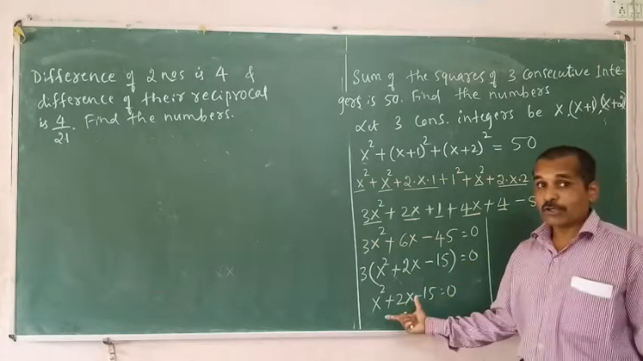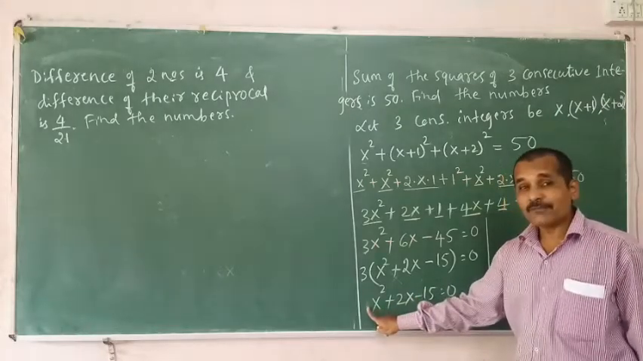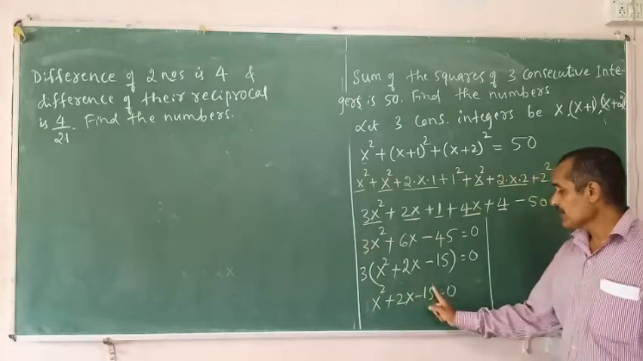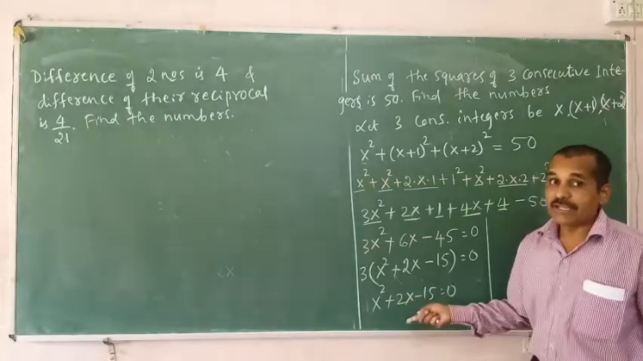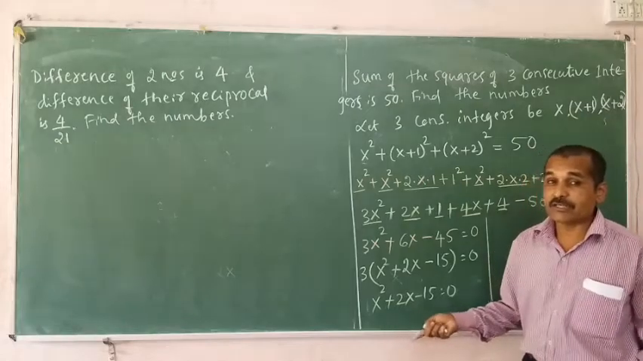I can use the shortcut method because x square coefficient is 1. If you multiply, it should be 15. If you subtract, it should be 2. 5 and 3 are the middle terms. 5 times 3 is 15. 5 minus 3 is equals to 2.